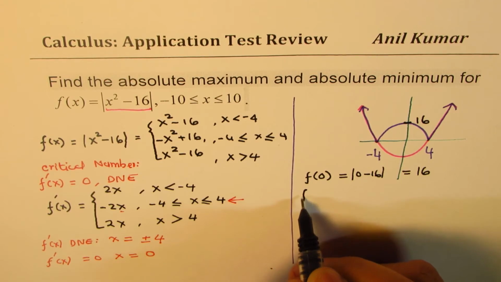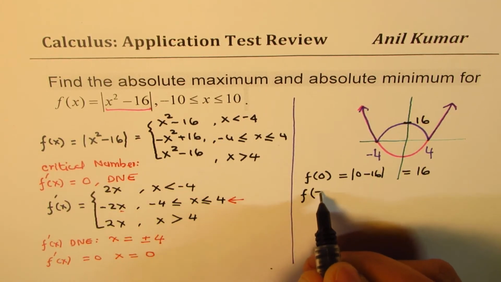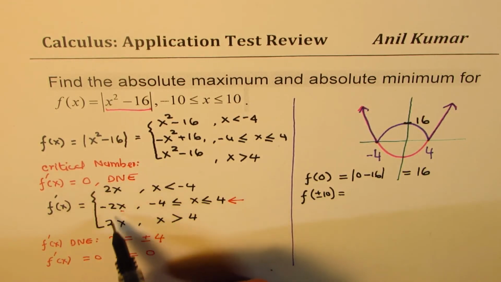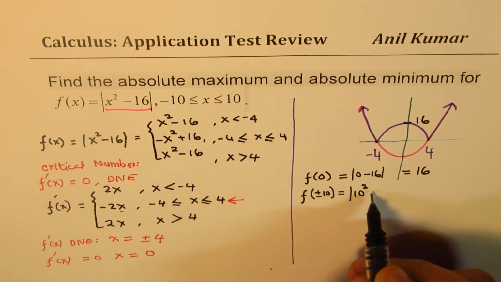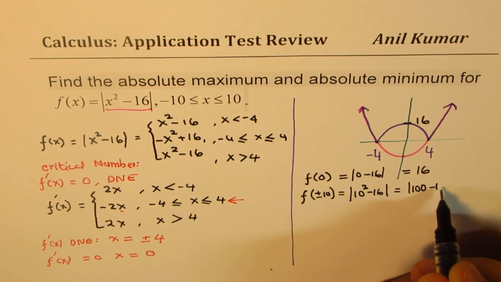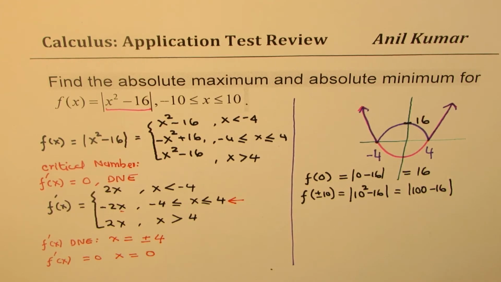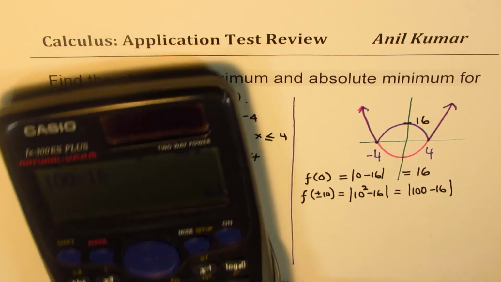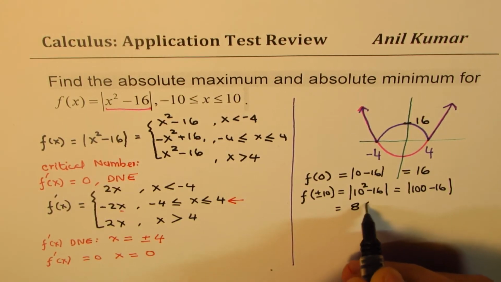Now let us find the boundaries. Boundaries are at minus 10 and plus 10. So at plus minus 10, we are going to get the same value. As you see, those parts are similar, right? Which is absolute value of 10 squared minus 16, which is absolute value of 100 minus 16, correct? So that becomes the value. Let's do it. So we have 100 take away 16 equals 84. So this value is 84.